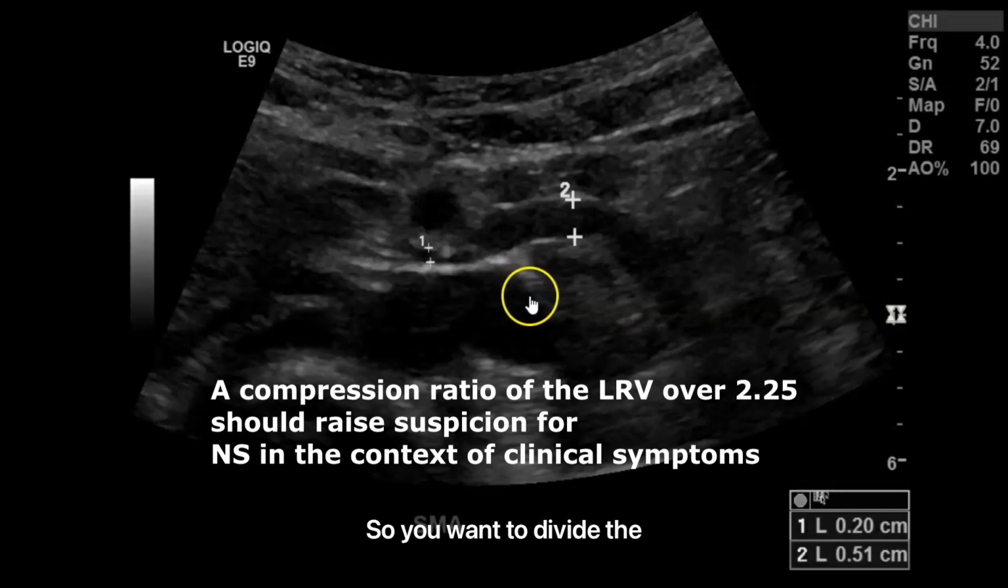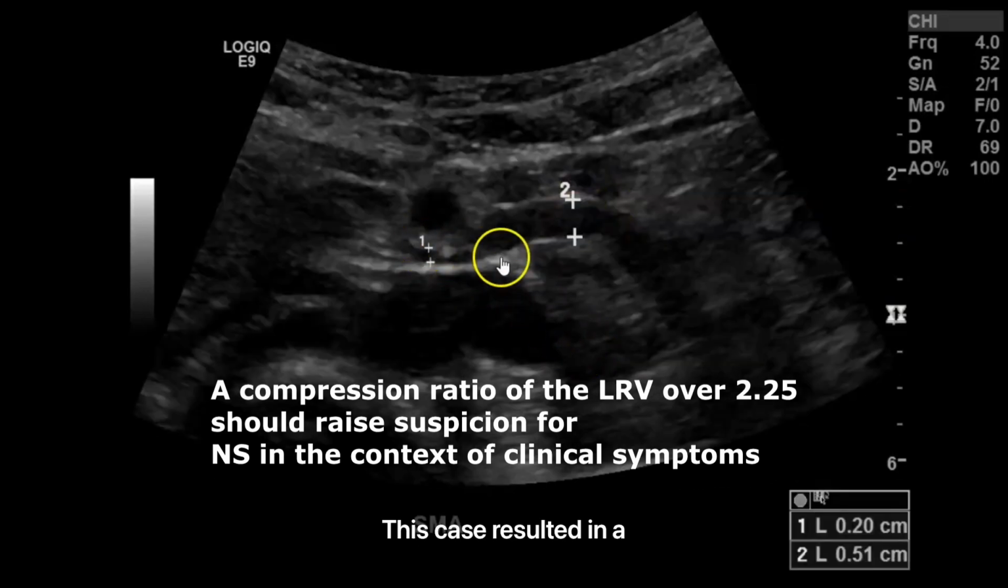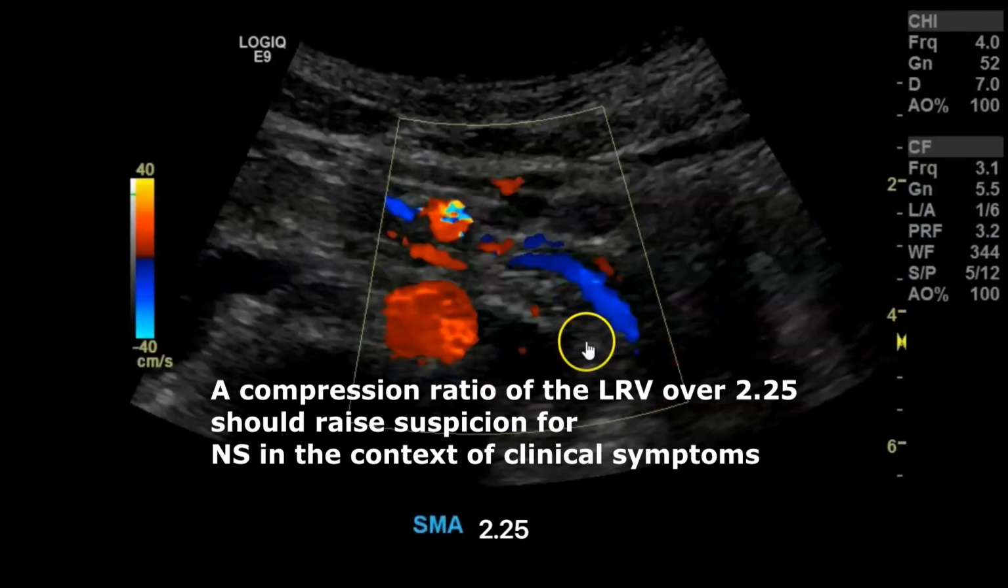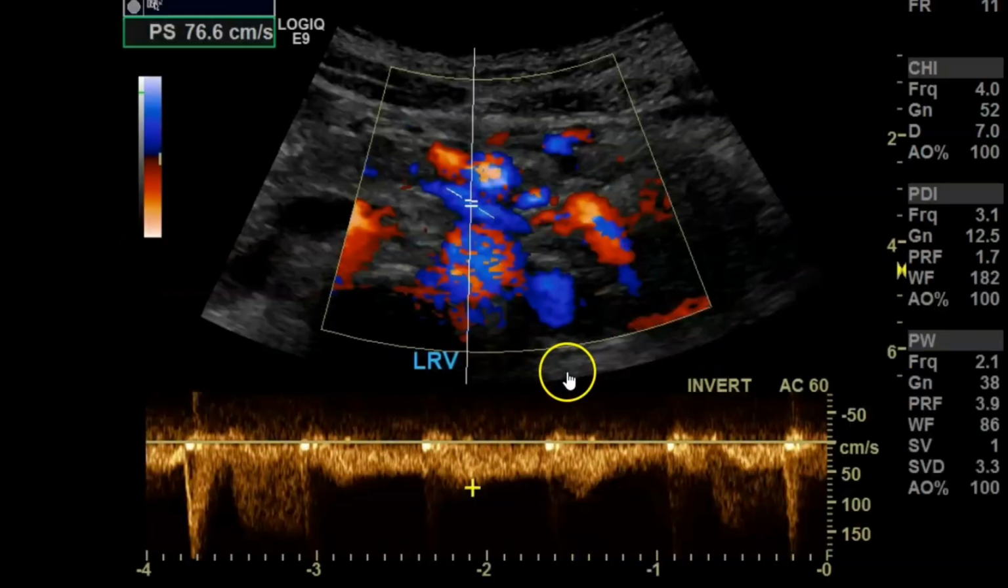So you want to divide the anterior posterior diameter of the compressed vein to the uncompressed portion of the vein. This case resulted in a compression ratio of 2.55, which is over 2.25, which is predictive of Nutcracker syndrome or Nutcracker phenomenon. All right, so you also want a Doppler here and here, and here you're gonna have higher flows than here because here is kind of like acting like a stenosis.